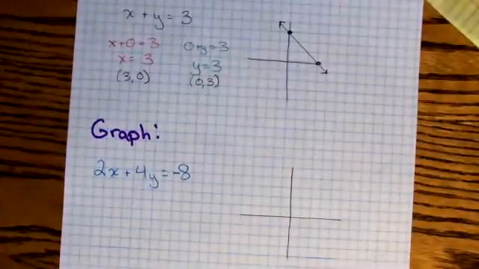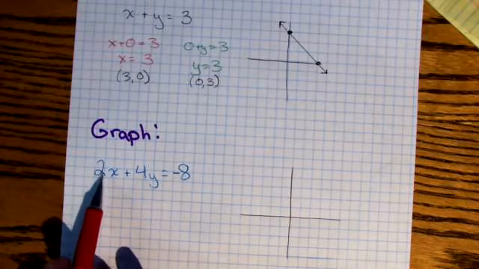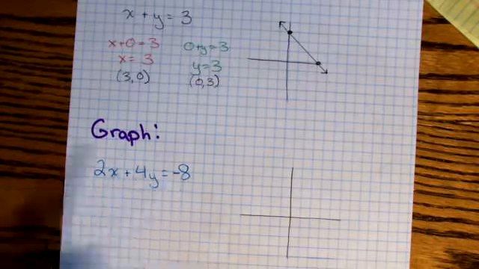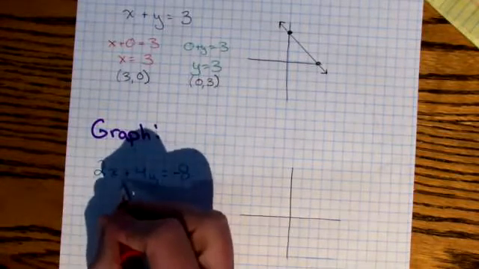Let's graph 2x plus 4y equals -8. Well, we're in standard form, ax plus by equals c. So I know I need to find my x and y intercepts. So first I'm going to find my x-intercept.